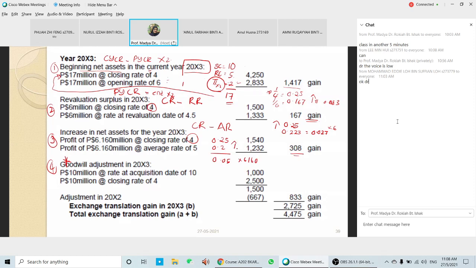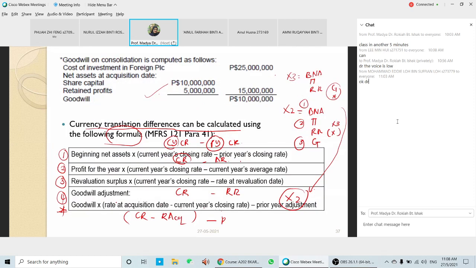Increases again. Okay, look at the goodwill here. So the goodwill here, based on the formula given here, is the goodwill times the rate at the acquisition minus the closing rate minus a prior year adjustment.